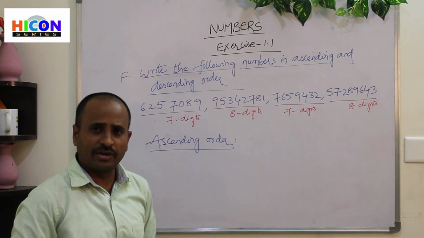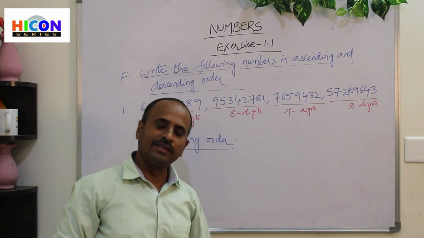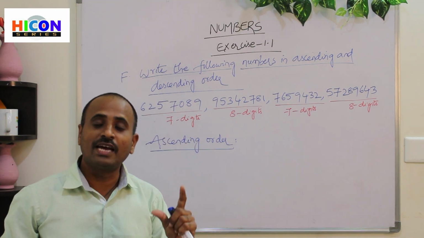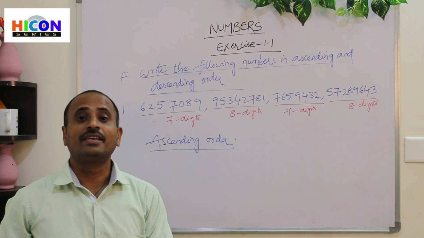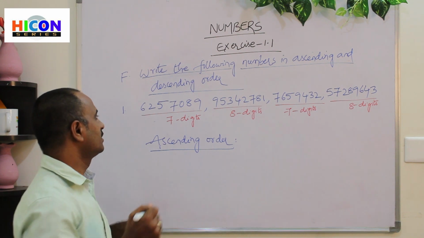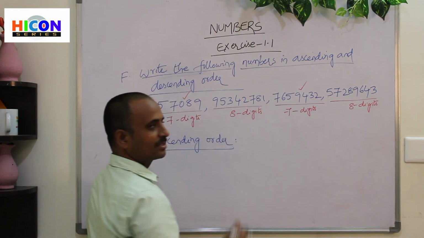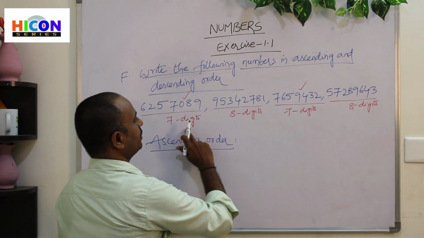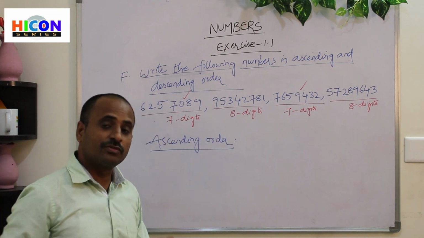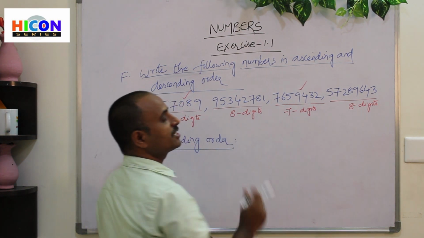So among these four numbers, two numbers have 7 digits and two numbers have 8 digits. So the number of digits are different. The number which has fewer digits is the smallest number. So which numbers have fewer digits? These two numbers have fewer digits, that is 7 digits. Among these two numbers, which one is smaller?